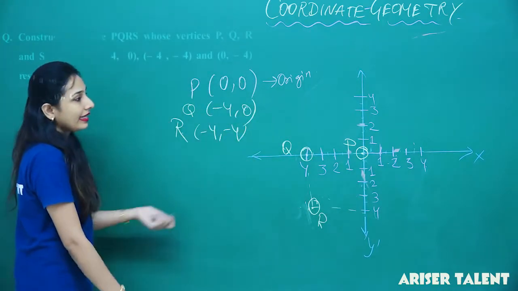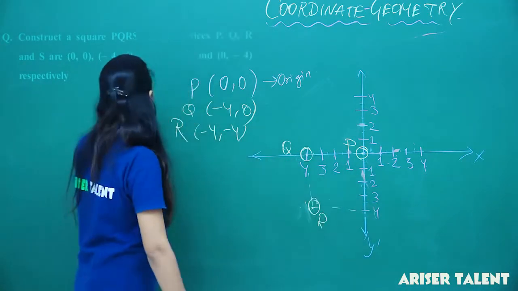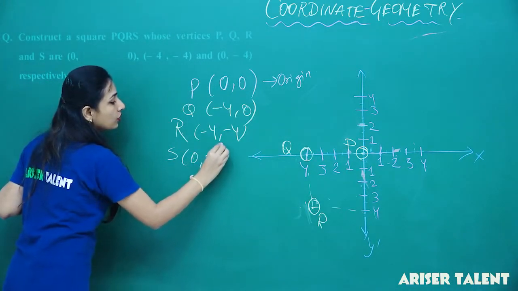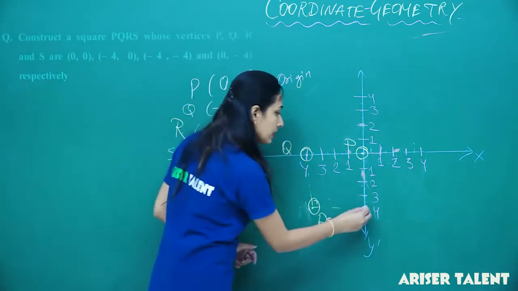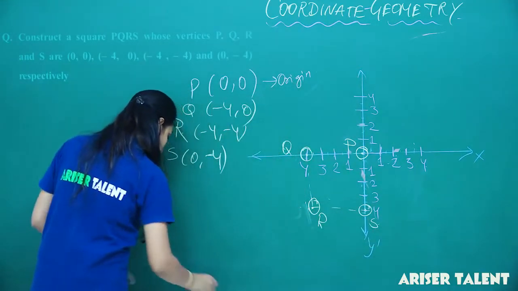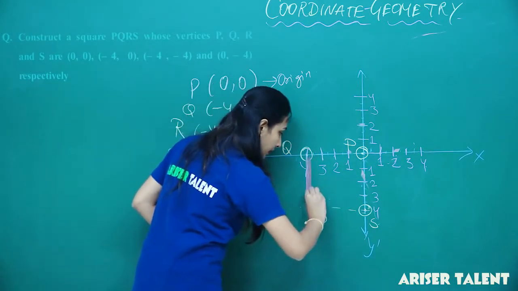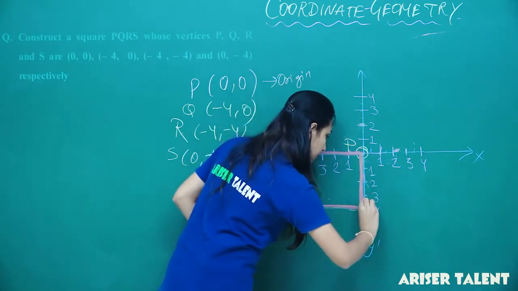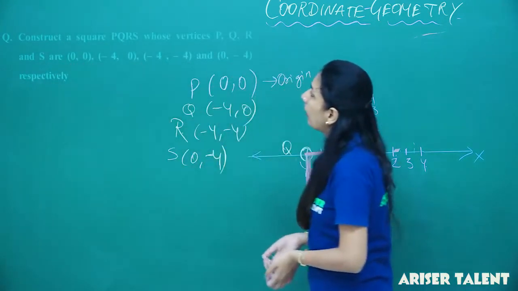Now I can easily tell if it's a square, the fourth point will be there. Now let me have a look at this 0, -4. So x-axis 0, so this is 0 and -4. -4 is here, so this is here. So this is the point S. Now this is the square. So construct a square PQRS.